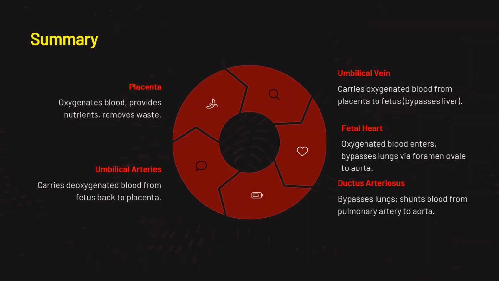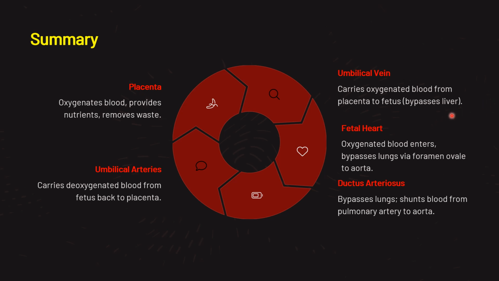Okay, so now lastly, let's summarize the fetal circulation. First, the placenta. Make sure that you write about the role of the placenta. It carries the oxygenated blood, provides nutrients, and removes waste. The umbilical vein carries the oxygenated blood from the placenta to the fetus, and the oxygenated blood reaches the inferior vena cava through the ductus venosus. Then once the oxygenated blood enters the heart, which is the right atrium, it directly passes to the left atrium via the foramen ovale.